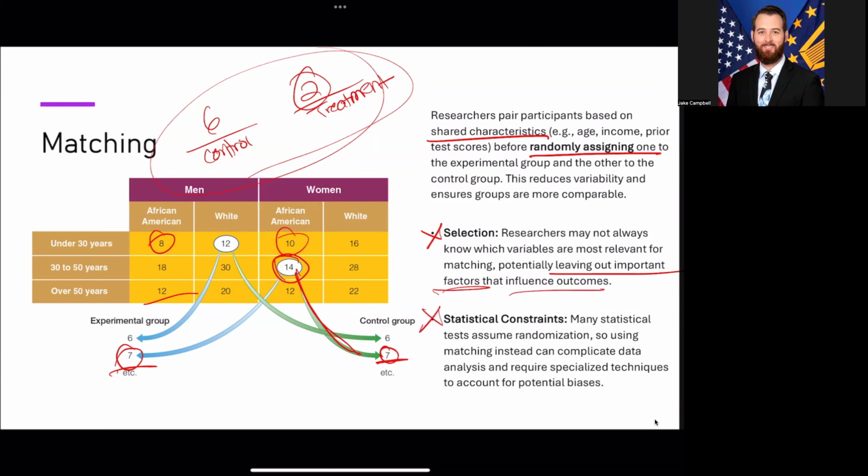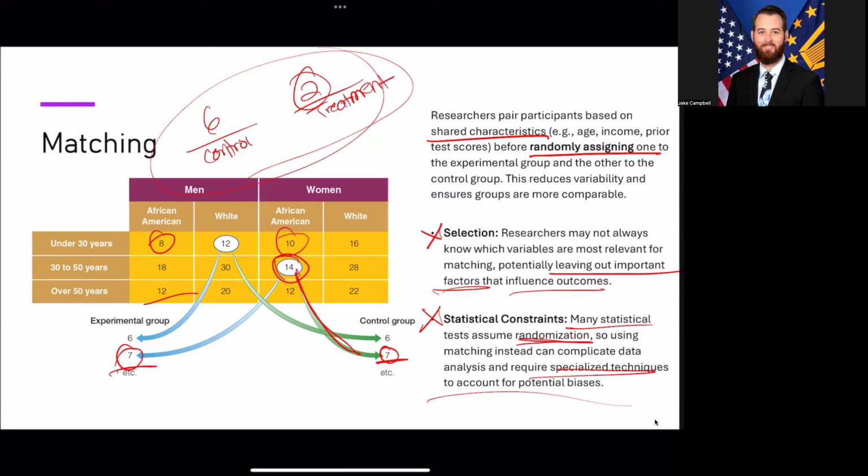The other thing is the statistical constraints. Many statistical tests assume randomization. So when you're doing an analysis of the data and you did not use randomization fully, you did this matching process, you may have to use specialized techniques to account for the different types of biases that result, right? So unless you have a very strong and clear reason to do some of this matching, it certainly can be appropriate and you can correct for some of the potential bias with different statistical testing.